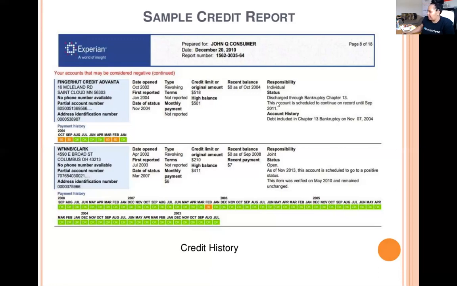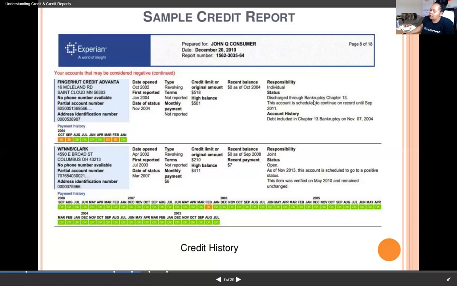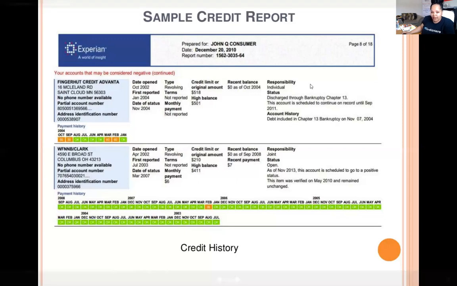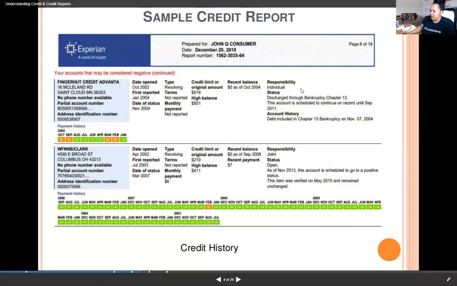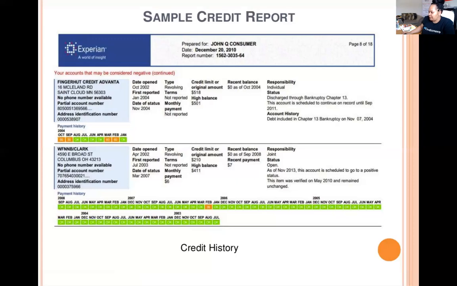Okay. Inaccuracy could also show up in the form of responsibility. Is this an individual account or is it a joint account? That's something that you would need to let your credit specialist know. Or if you're working on your own credit, you would need to be able to know if this is accurate or not. Okay. Is your status correct? You really have to look at this stuff very closely. All right.